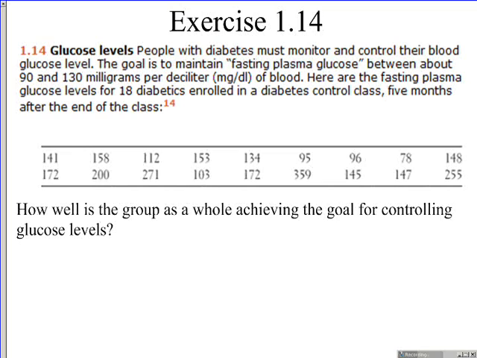So looking at this data set, people with diabetes must monitor and control their blood glucose level. The goal is to maintain fasting plasma glucose between about 90 and 130 milligrams per deciliter of blood. Here are the fasting plasma glucose levels for 18 diabetics enrolled in a diabetes control class, 5 months after the end of the class. How well is the group as a whole achieving the goal for controlling glucose levels?